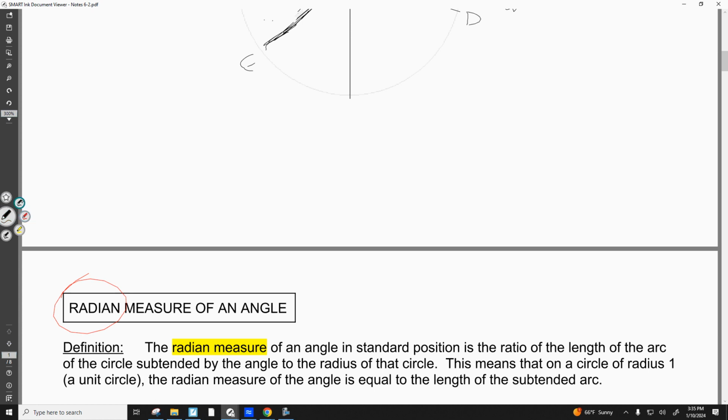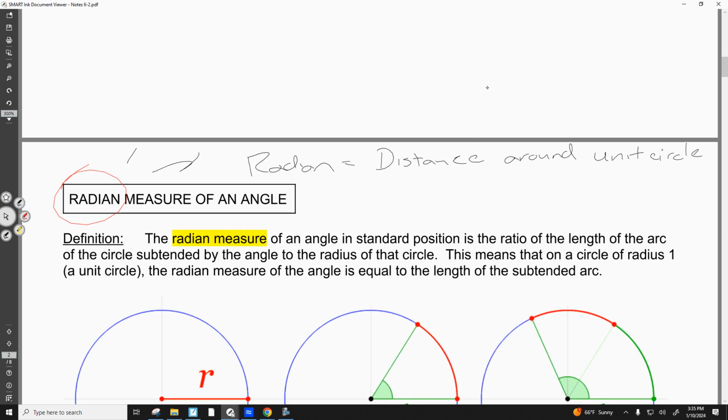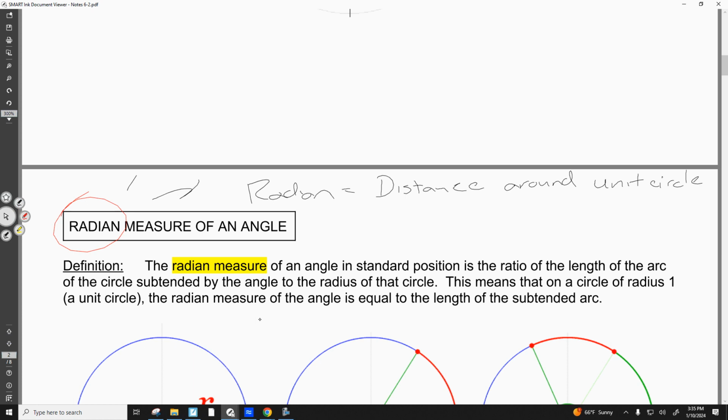Now, here's my definition of a radian. I want you to write down. A radian is a distance, or like an arc length, around a unit circle. Okay. Board. First thing is first. The most important thing, honestly, for the rest of the year is this idea of a unit circle. A unit circle is called a unit circle because its radius is 1. Okay? That's a unit circle.